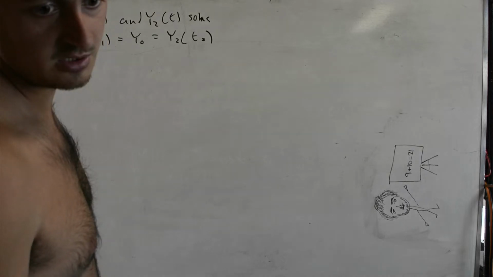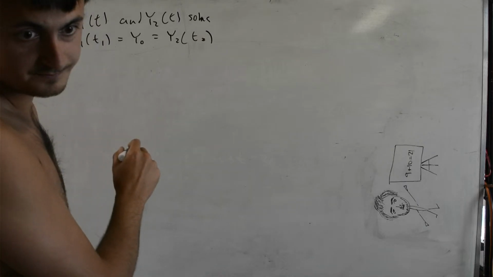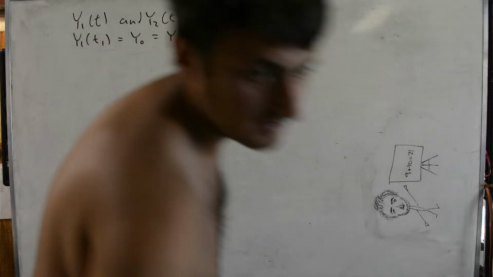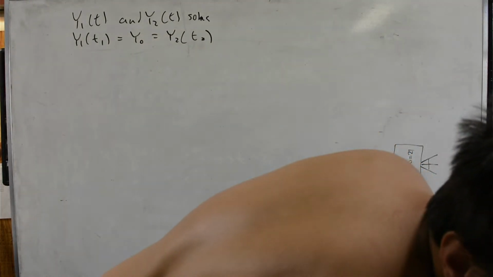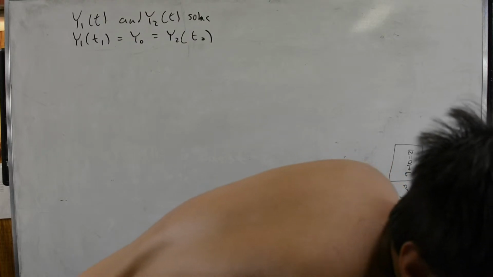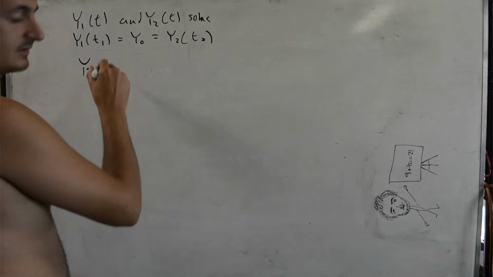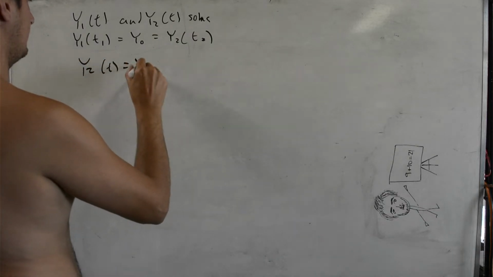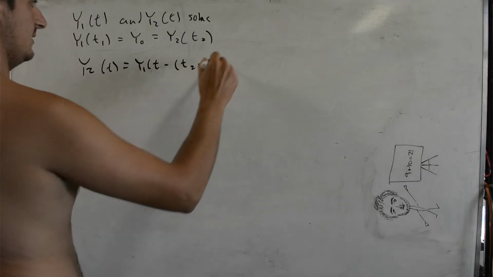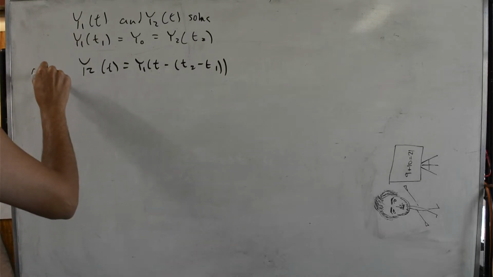Then we want to show that y2 of t is equal to y1 of t minus (t2 minus t1). Okay? So this is the claim here.